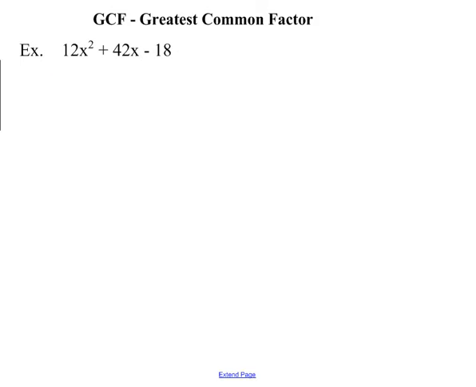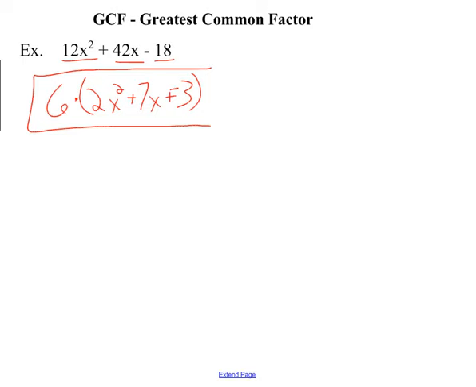Okay, here's a trinomial, and we do the same thing. Here we have 3 terms, and looking at those 3 numbers, the greatest common factor that goes into all of those is 6. So I can just take a 6 out, and then what would be left over in the parentheses would have to be a 2x squared plus 7x minus 3. So here the GCF was only a 6 because each term didn't have an x, only the number was the common factor.